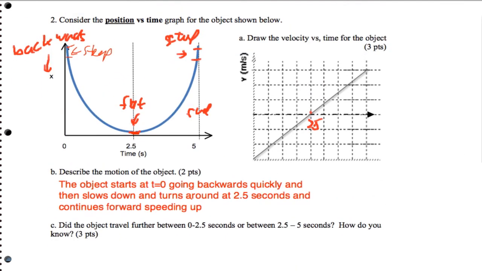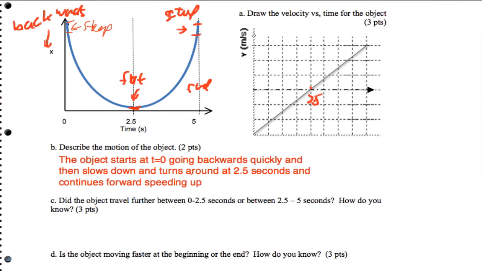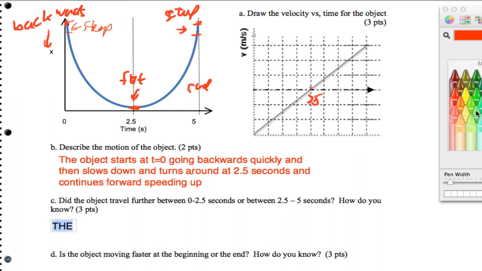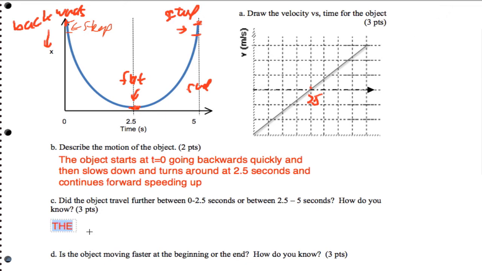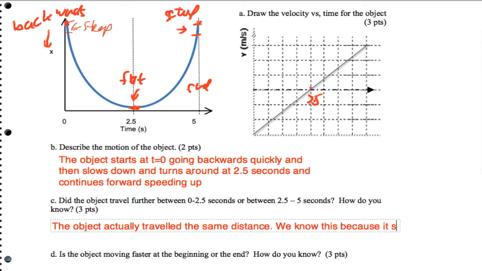Now we want to know, did the object travel further during 0 to 2.5, so from here to here, or from here to here? When did it go further? And of course, when we take a look at this, what we realize is that the object actually traveled the same distance. We know this because it started and ended at the same position. And that's how I would say that.